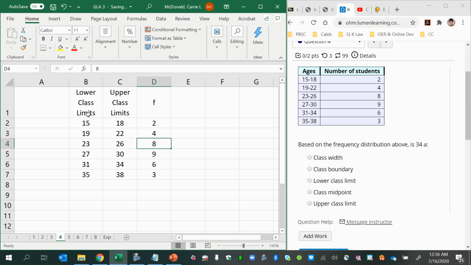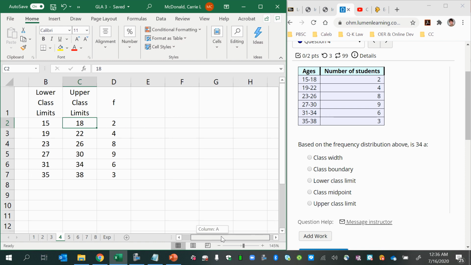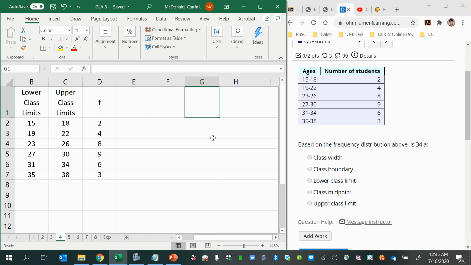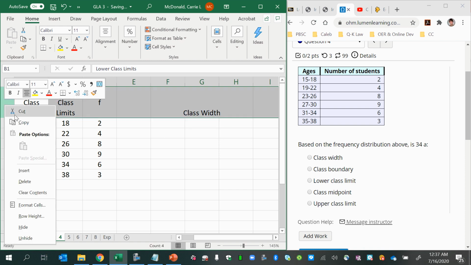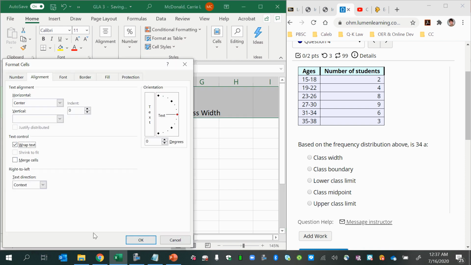All right, so now we know we have lower class limits, we have upper class limits, we have frequencies. The frequencies count how many data values either were 15, 16, 17, or 18. So the class limits are the lowest value and the highest value for data values that could belong to that bin. All right, now we have class width is defined on here. Let's just calculate the class width somewhere over here. Class width. And maybe I should have done this whole row with that wrap alignment.